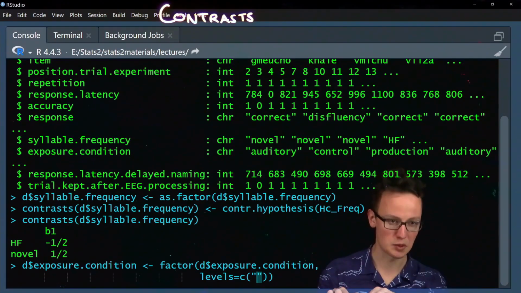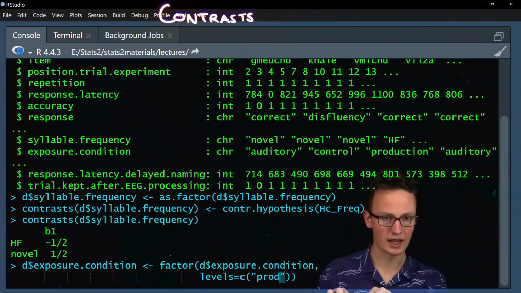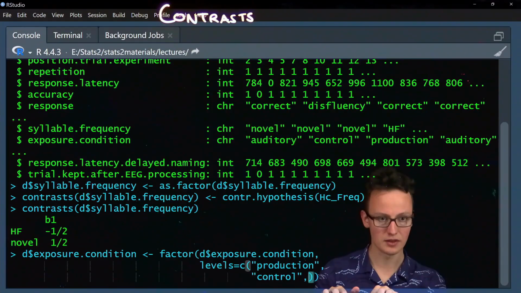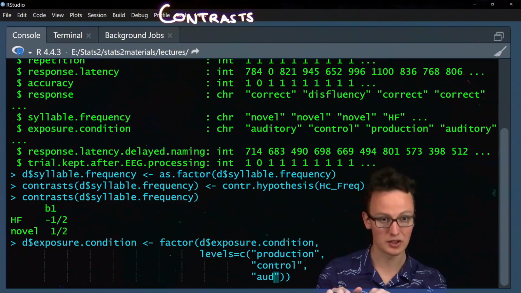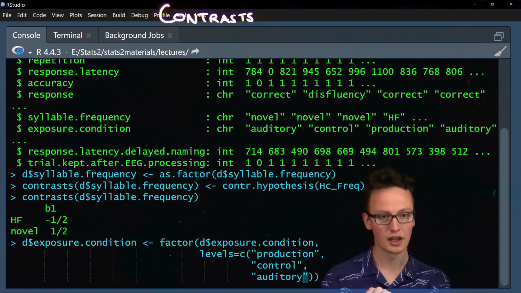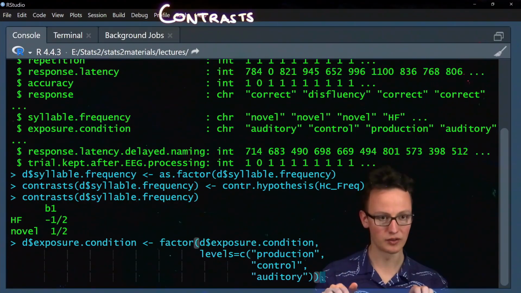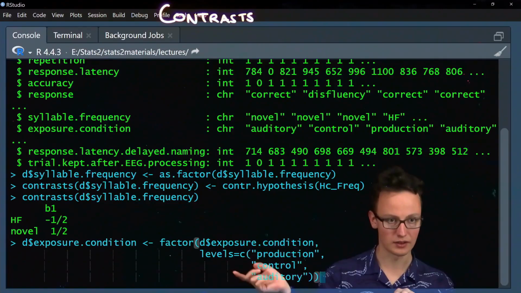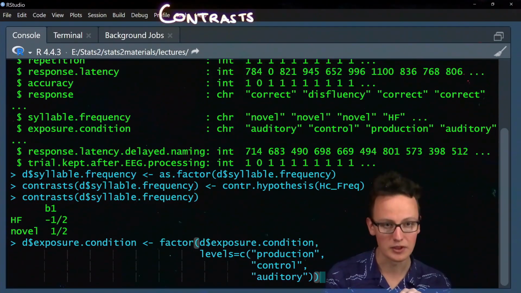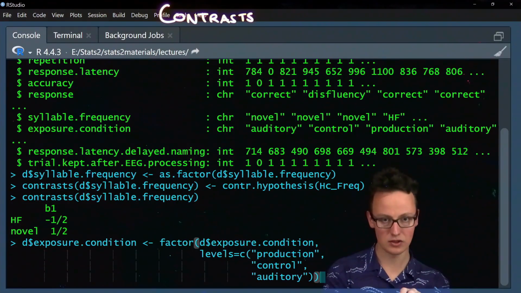In this case, we should just make sure that it's consistent with the order of levels that we had in the hypr call. We had, I believe, production first, then control, and then auditory. That's really an arbitrary order, just the consistency is important. In hypr, we should have the same order as when we convert the column to an actual factor data type in R. So let me just check, everything looks as it should.